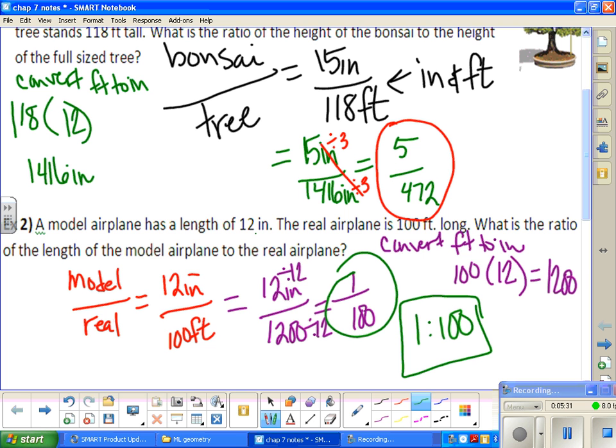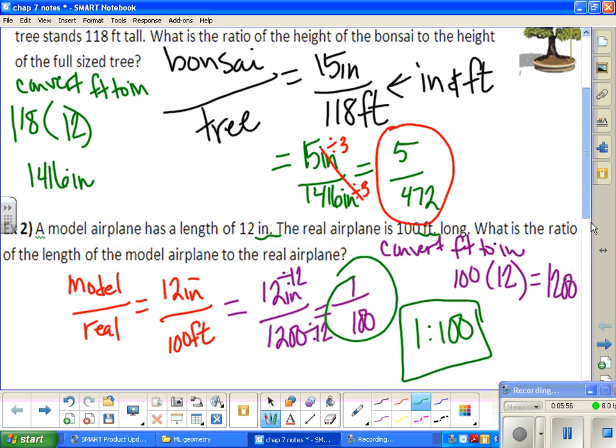So the main thing to remember for these two problems is that if you have different units, you need to convert them. And you always change the bigger into the smaller. And so in a sense, you're going to have a larger number because there's more inches. There's 12 inches in a foot, so that's why it went from 100 feet to 1,200 inches, because inches is a smaller unit.